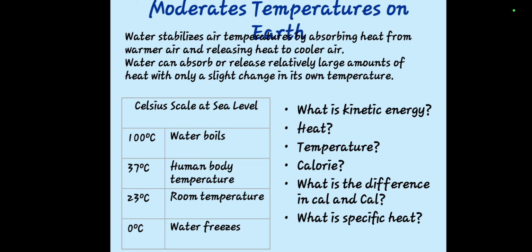This is the Celsius scale at sea level. At 100 degrees Celsius, water boils. 37 degrees Celsius, human body temperature. 23 degrees Celsius, room temperature. And 0 degrees Celsius pertains to water freezing.